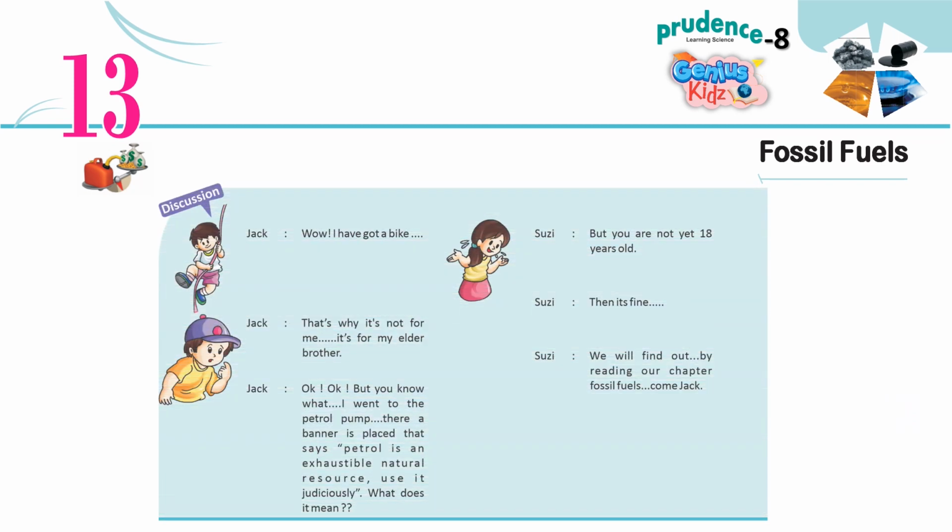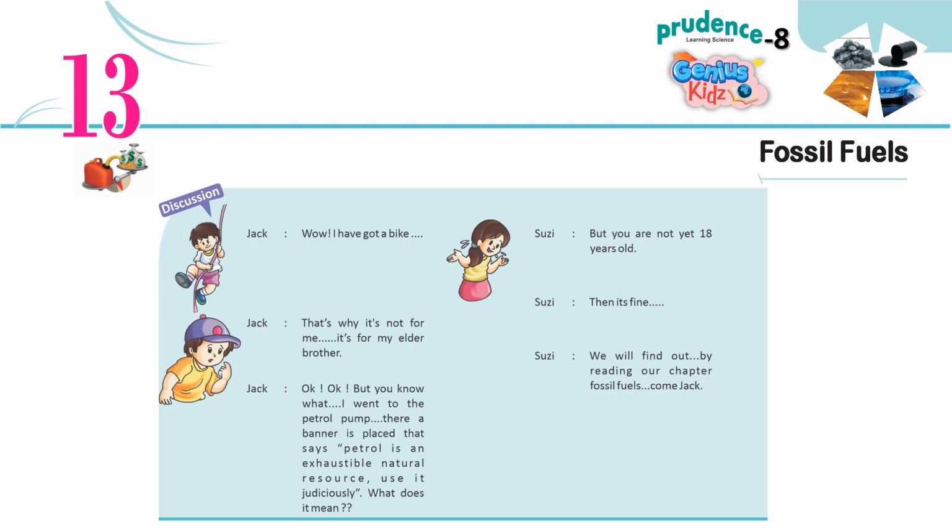Discussion. Jack: Wow, I have got a bike. Susie: But you are not yet 18 years old. Jack: That's why it's not for me, it's for my elder brother. Susie: Then it's fine.